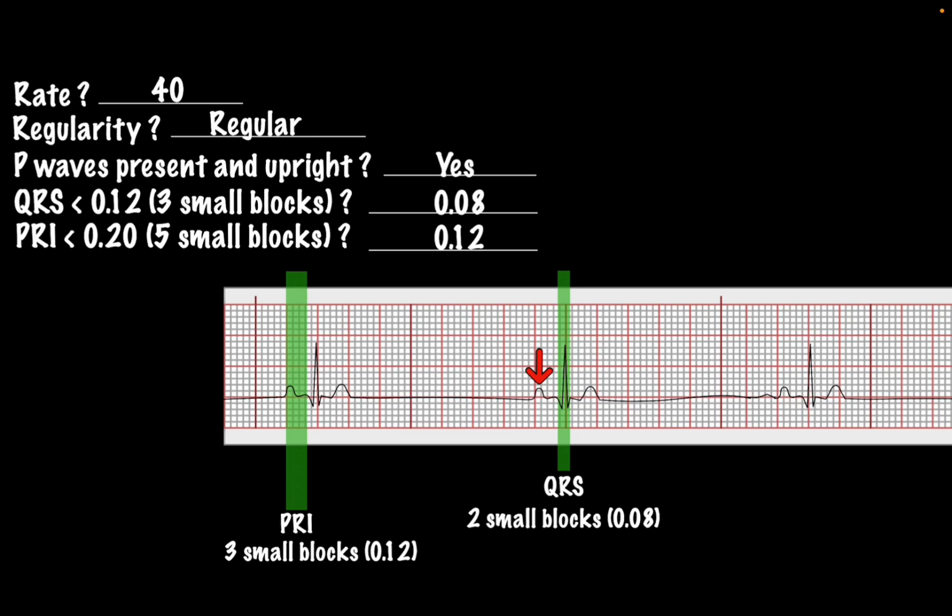The only thing abnormal is the rate, and it's slower. So we have a sinus rhythm with a slow rate. So we call that sinus bradycardia. I know we've been harping on these three rhythms throughout the course of the video. So let's move on and learn about some other rhythms that originate in the atria.